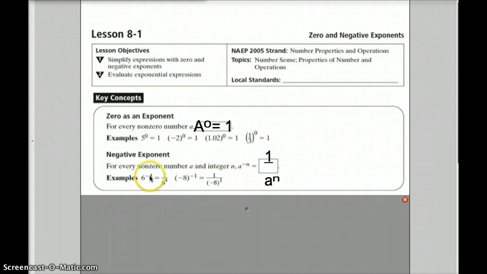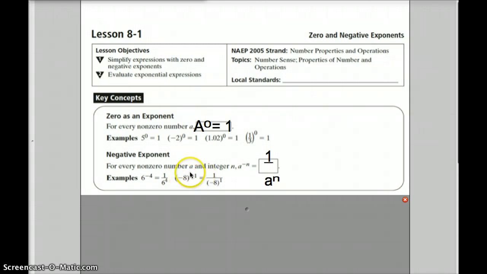See how the negative sign right here has disappeared. I like to think of that negative sign in the exponent as a ticket, and you've used your ticket to either go up or down on the fraction depending on where you're starting. So here we have negative 8 to the negative 1, and here's the negative 8. Don't worry about that negative sign out here right now.